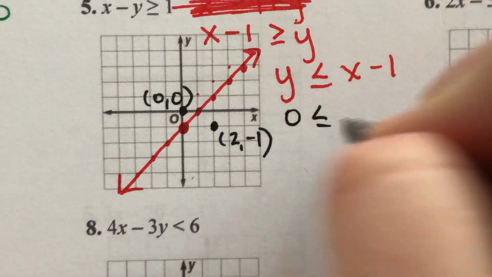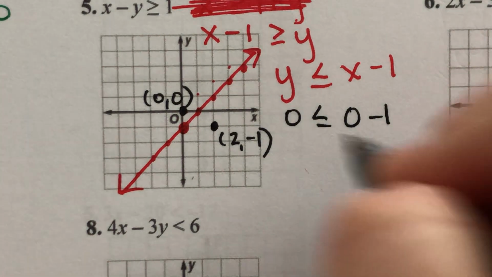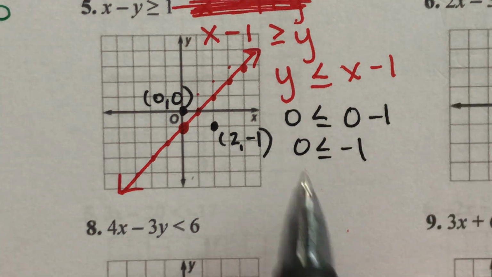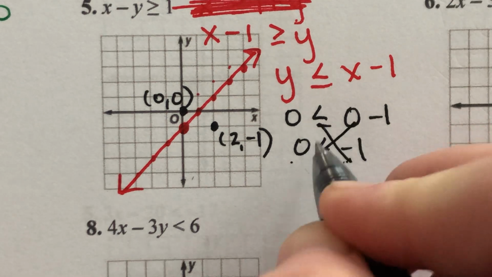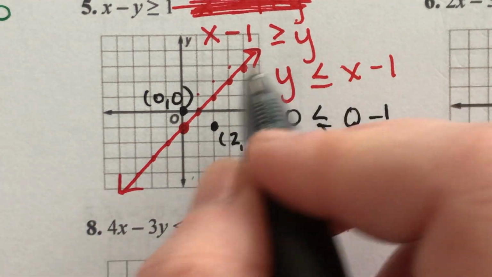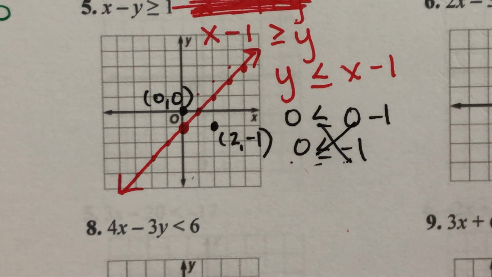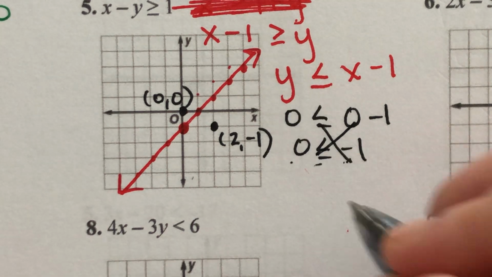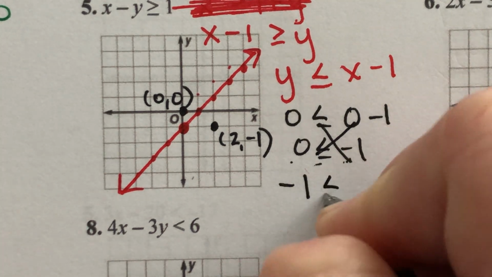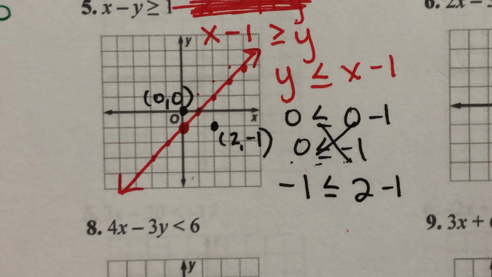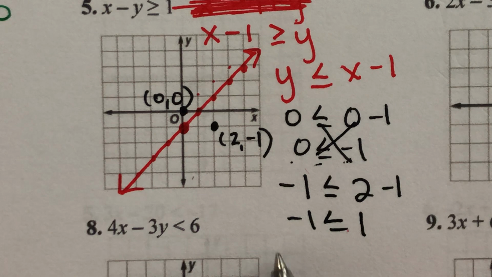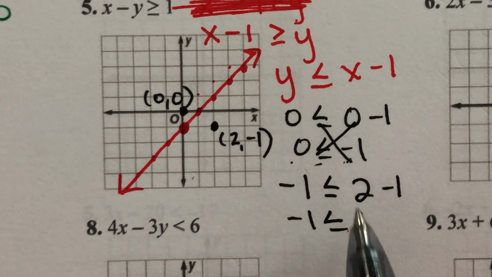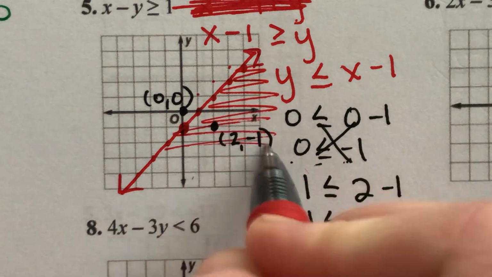So 0 less than or equal to 0 minus 1. 0 less than or equal to negative 1. Is 0 smaller than negative 1? No, it's not. That doesn't work. So this point does not work, which means I'm going to have to shade this side. If you wanted to double check that, negative 1 less than or equal to 2 minus 1. Negative 1 is less than or equal to positive 1. Is that true? Is negative 1 less than positive 1? Yes, it is. So this point is part of my solution. So I'm going to shade all of this.